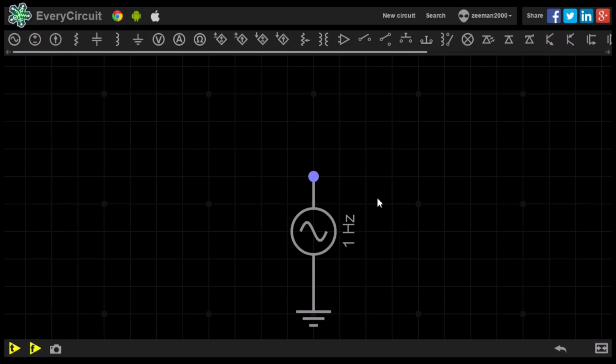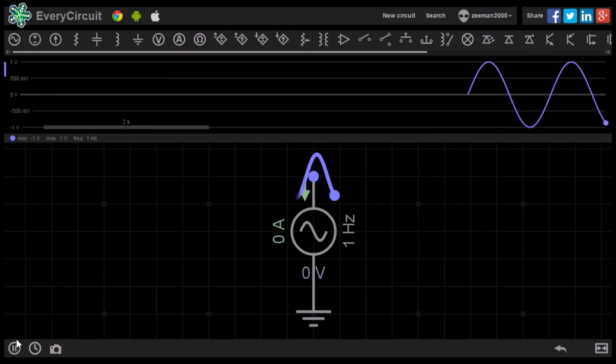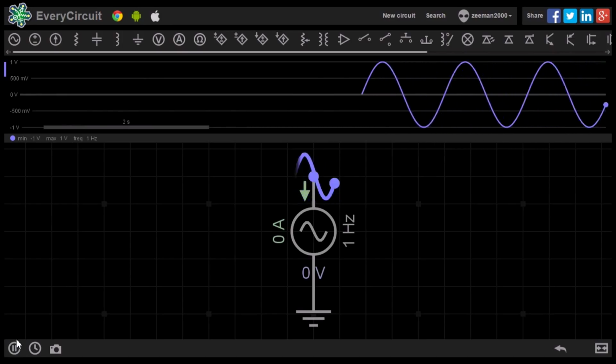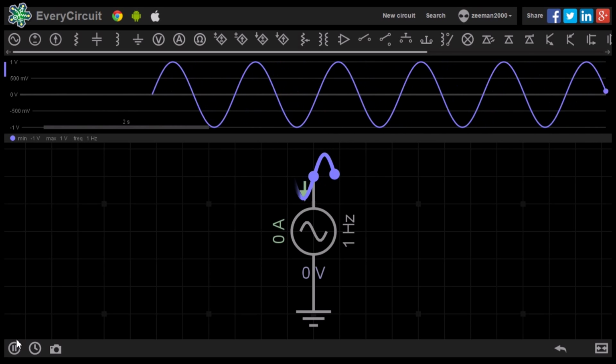In the workspace I have added an AC power supply. The amplitude is set to 1 volt and the frequency to 1 Hz. When we look at the output on the waveform viewer, we can see the sine wave signal. Notice how the signal alternates from 1 volt to -1 volt continually.